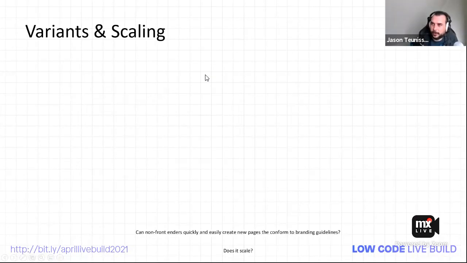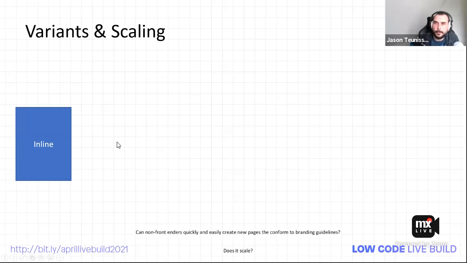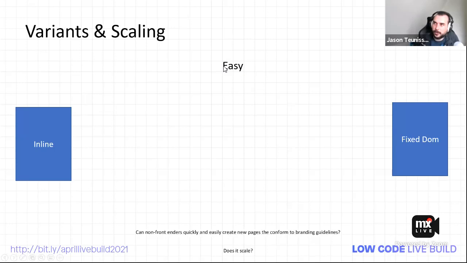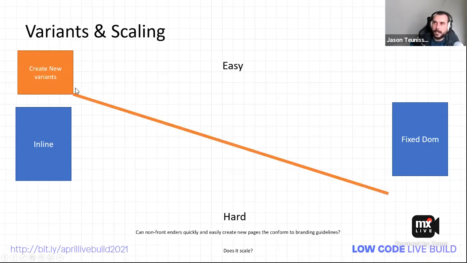So I've made a little graph here, variance and scaling. At the bottom is the question: can non-front-enders quickly and easily create new pages that conform to branding guidelines, and does it scale? So we'll put the inline in there. I'll put the fixed DOM on the side here, and we'll just make a little bit of a scale. So we have easy up top and hard at the bottom. So the first question is creating new variants. If we look at it at a scale, on inline, it's very, very easy to create new variants of elements. And the more you go to the fixed DOM, the harder it becomes. So that's pretty good. You'd think inline's good.